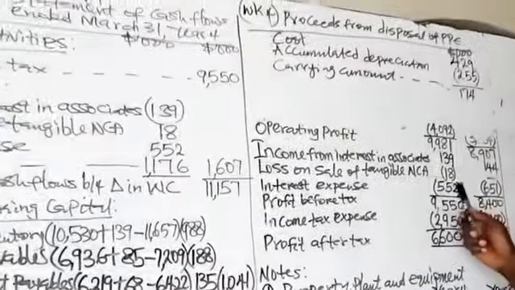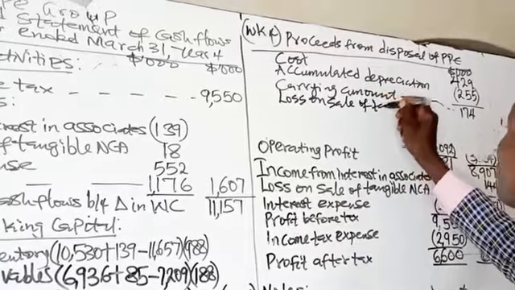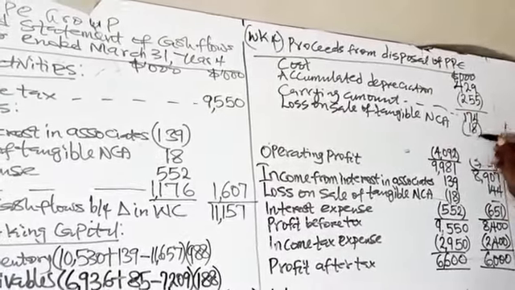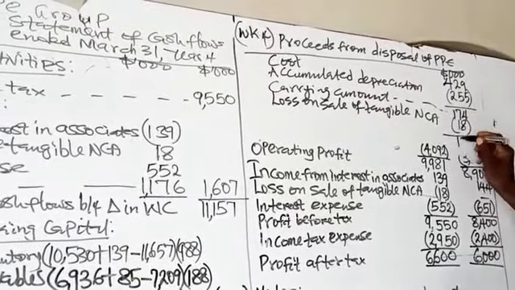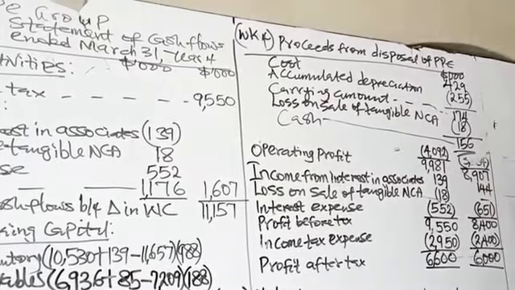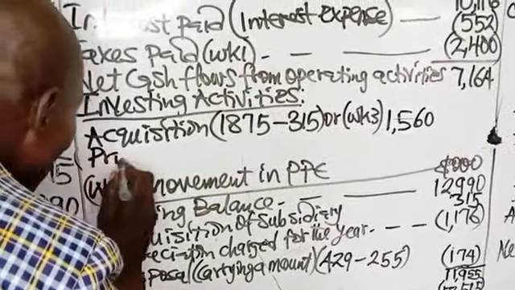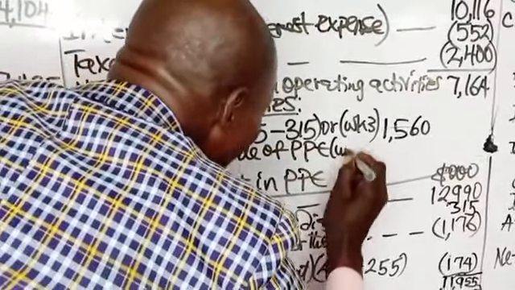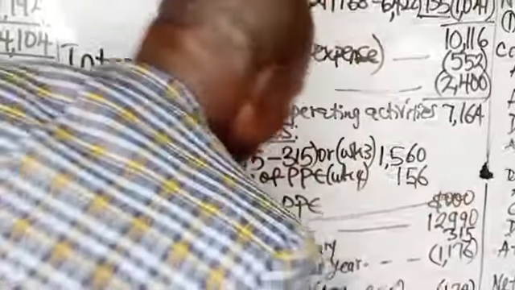If 174 is the carrying amount, then you have loss on sale of tangible non-current assets. It was sold at a loss of 18,000. Where it is sold at a loss, the proceeds will reduce, so we subtract the loss, minus 18. So the proceeds is 156. That is the cash proceed. This will be reported as investing activities. So now let's have the investing activities: proceeds from sale of PPE, working number 4, amounted to 156. That is an inflow.